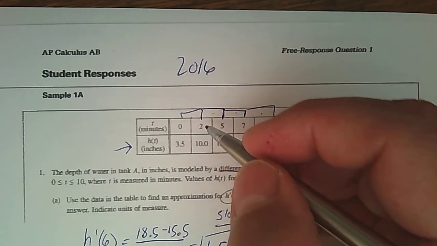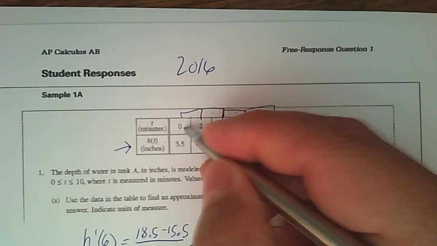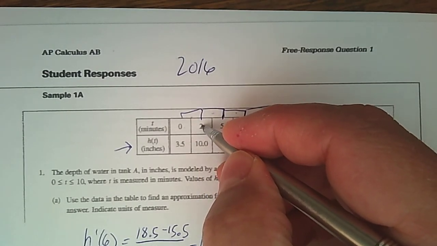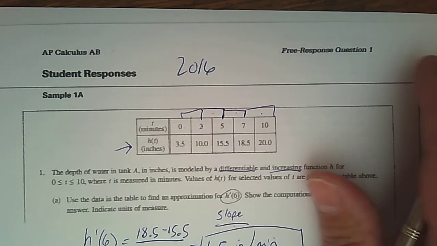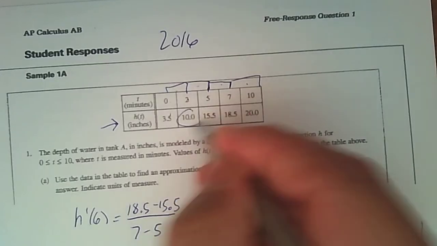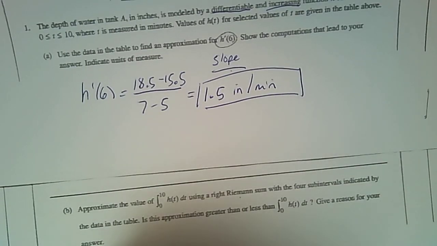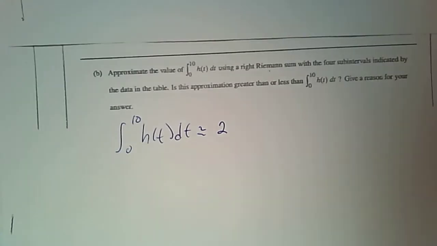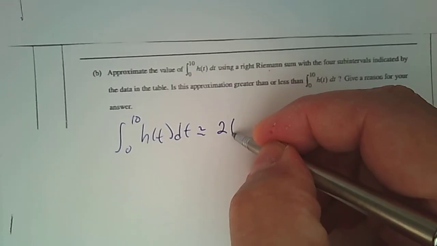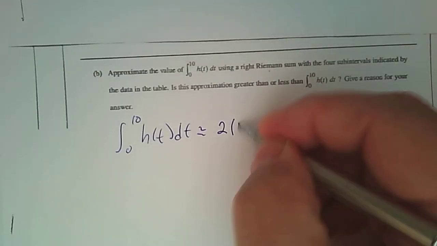So the first rectangle, the width goes from 0 to 2. And because it's a right Riemann sum, we're always going to use the right y value for the height. So from 0 to 2. First of all, we're going to write down what we're doing. So we're going to approximate the integral. The first width is 2, and then we're using the right. So at 3, what's the y value? It's 10.